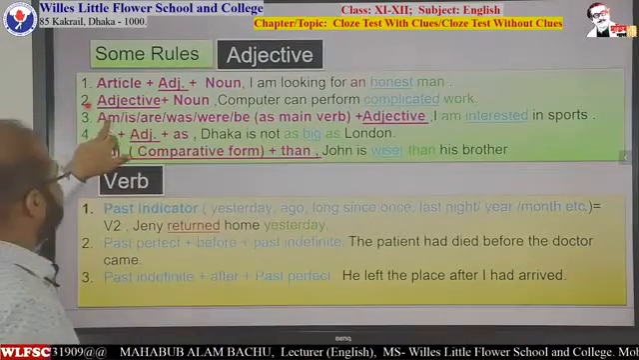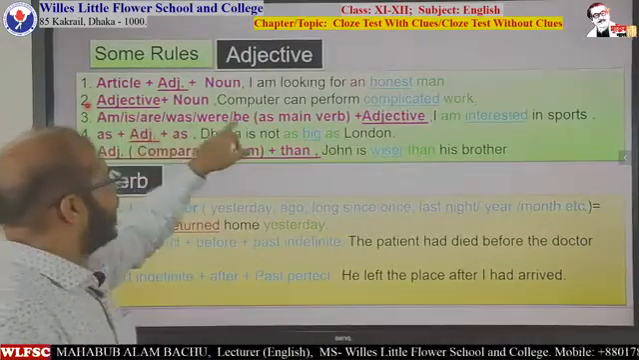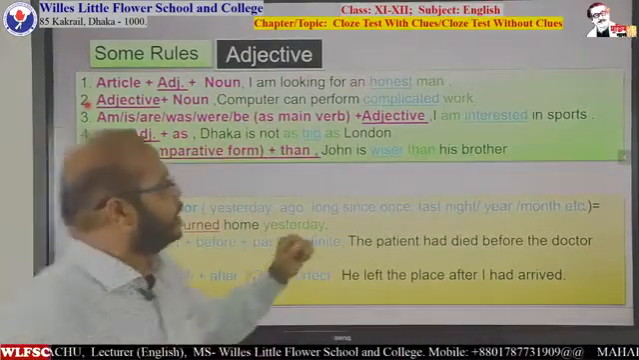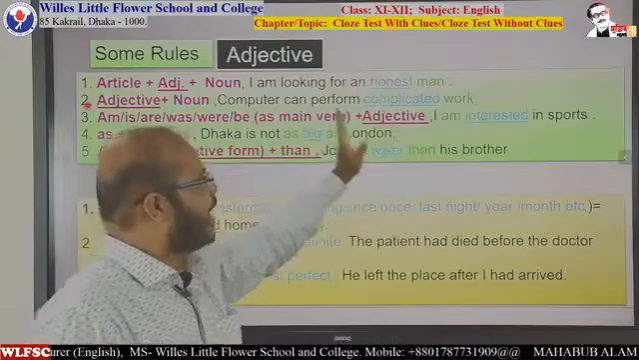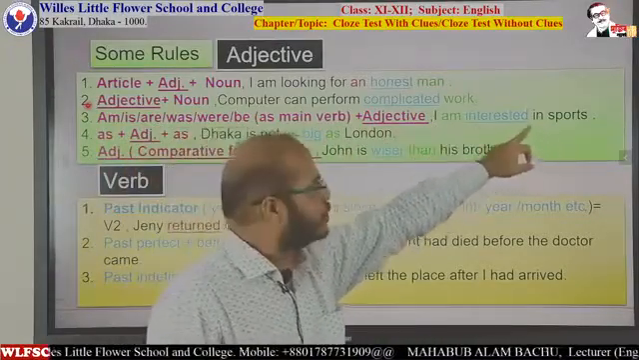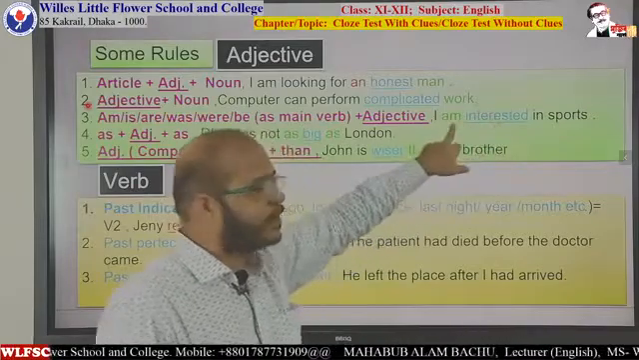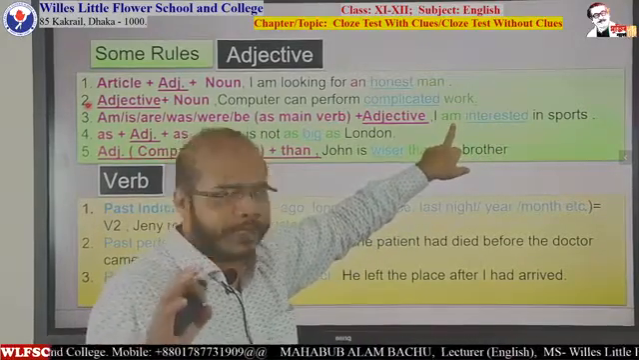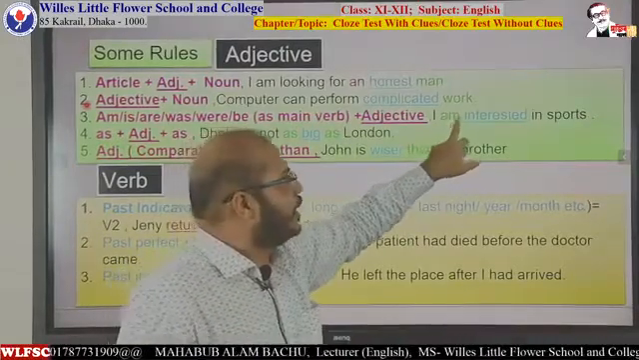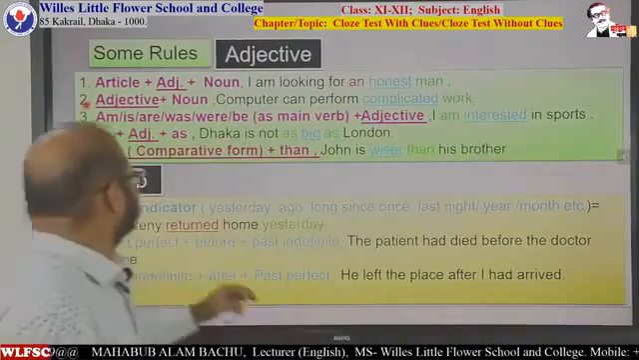Auxiliary verbs, I mean be verbs: am, is, are, was, were as main verbs. When these be verbs are used as main verbs, you can put an adjective after these verbs. I am interested in sports. So, am interested: after this auxiliary verb, acting as a main verb, you can put an adjective here.